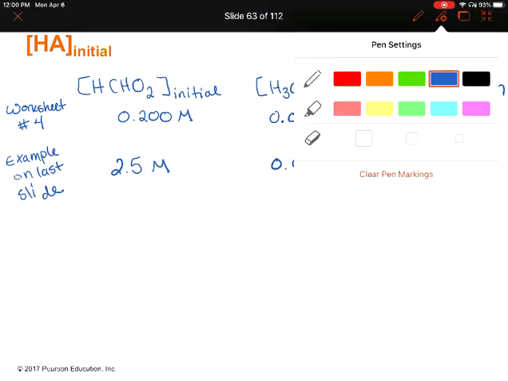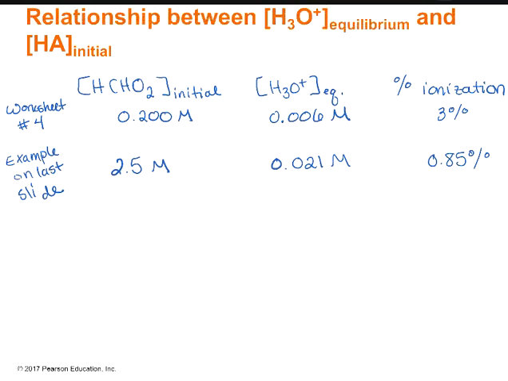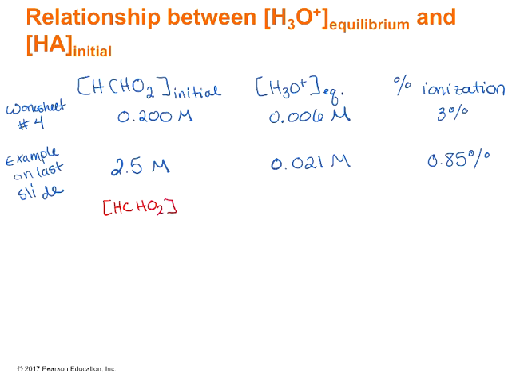Okay, so this is a little strange. We can see that the concentration of formic acid is increasing, and we can see that as a result, the concentration of hydronium ions is also increasing, but the percent ionization is decreasing. So this is not a linear relationship.